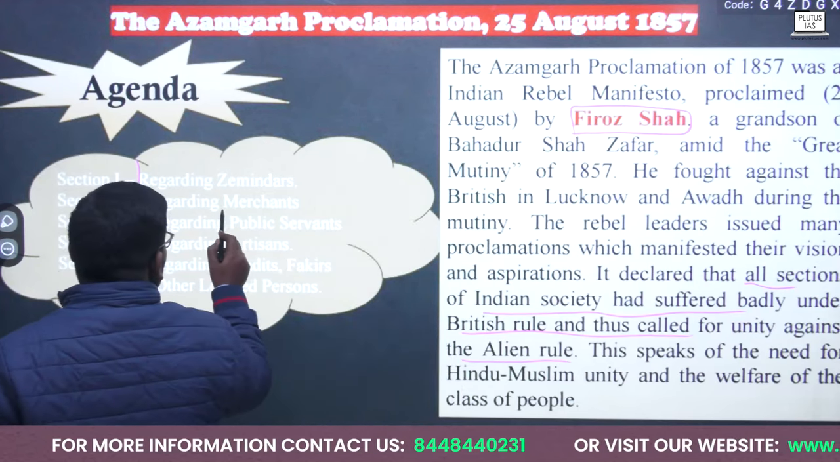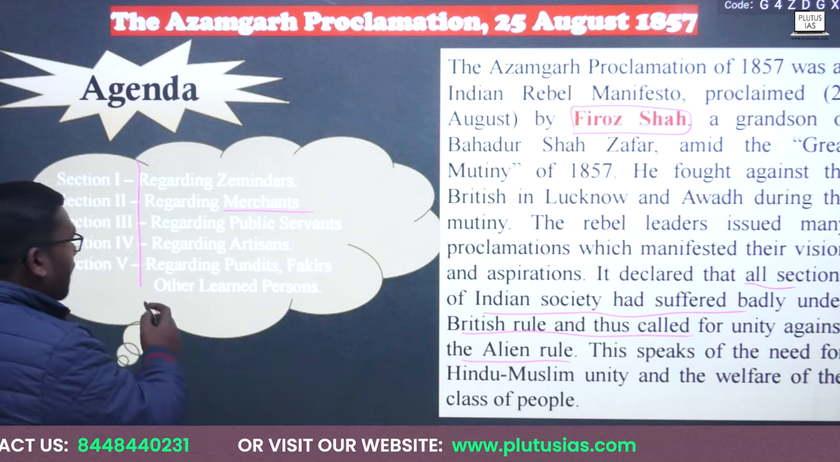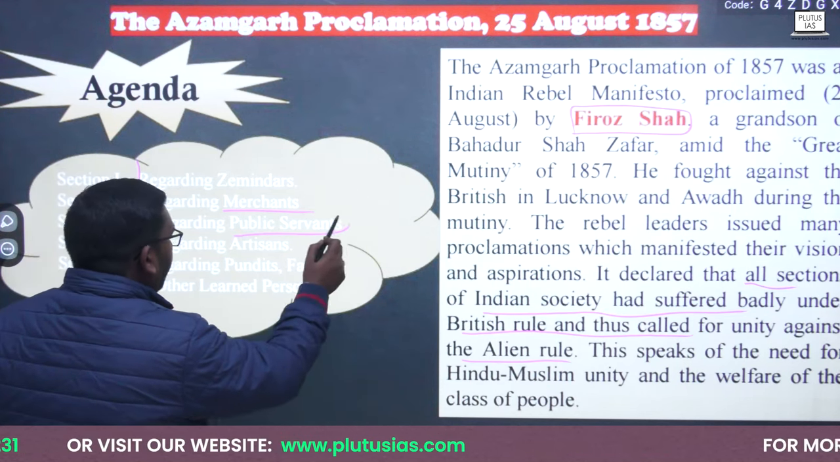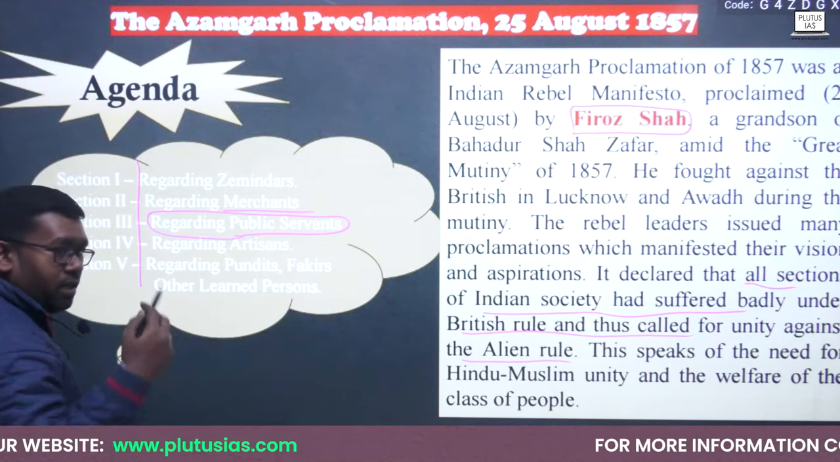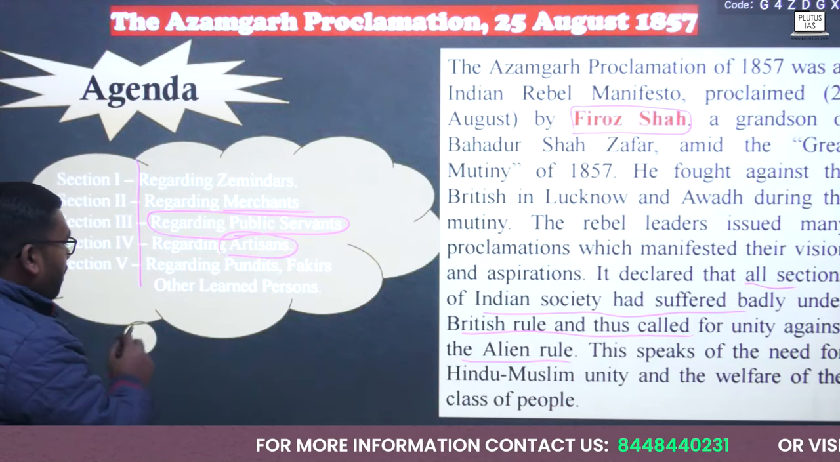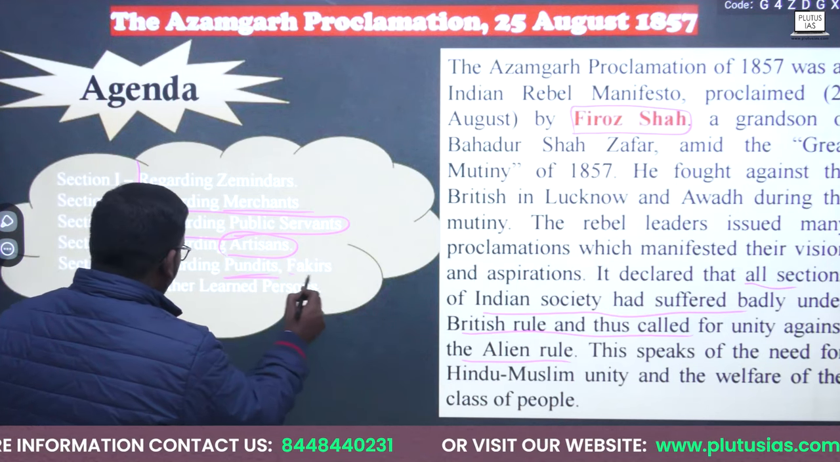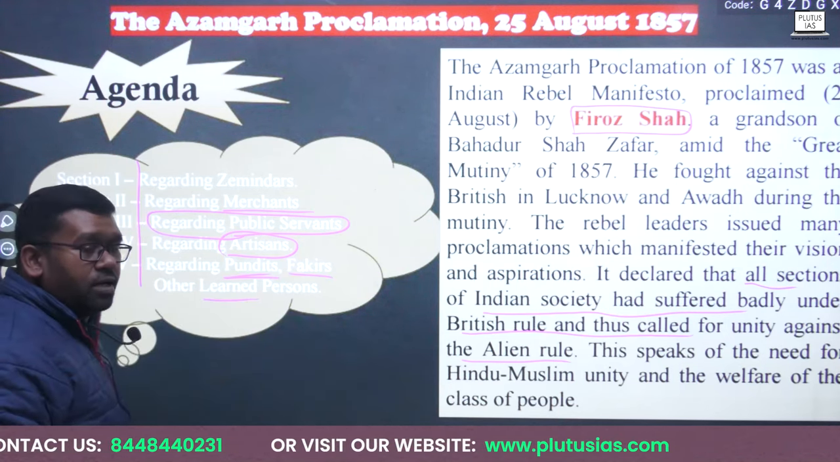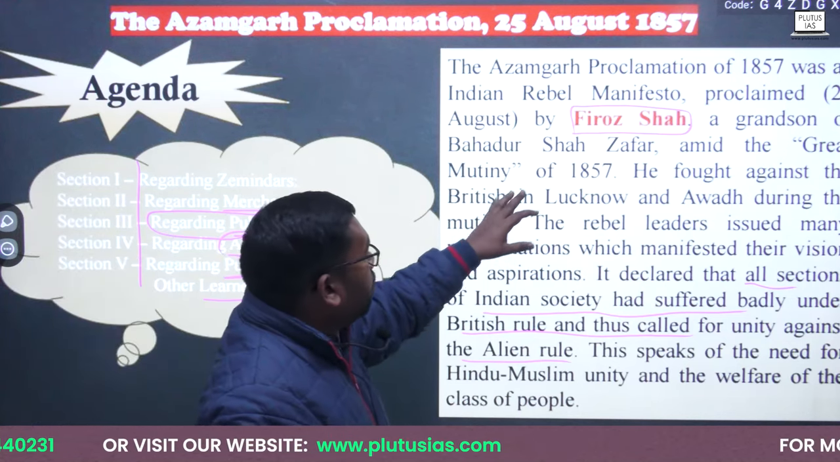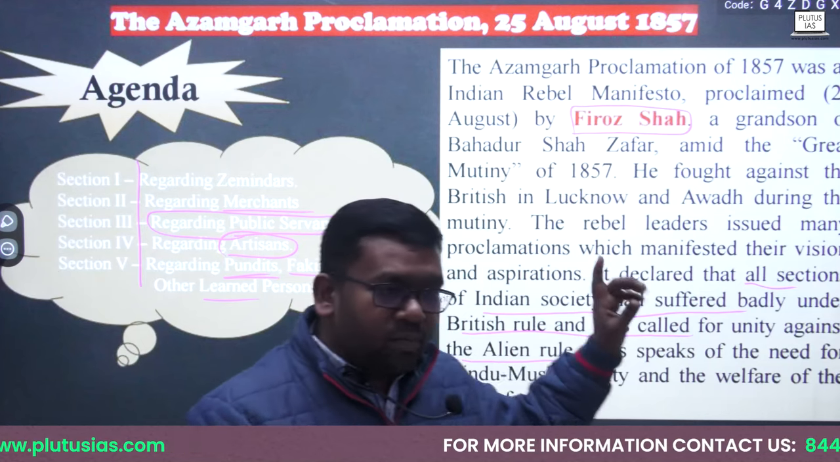He also asked merchants to support in many senses, to provide some funds. He asked especially the public servants, asking them to support and to resign. Then he talked about the artisans, that they have been exploited. They issued notice to the farmans, pandits, fakirs and other learned persons, as Firoz Shah was asking everyone to support the battle from Lucknow.